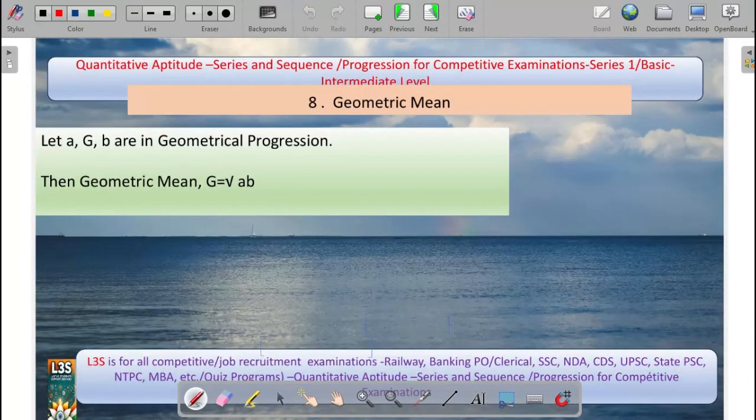Let a, G, b be in geometrical progression, then the geometrical mean is root over a into b.